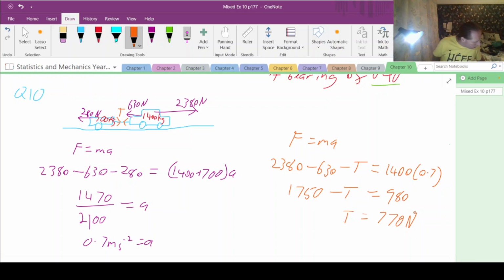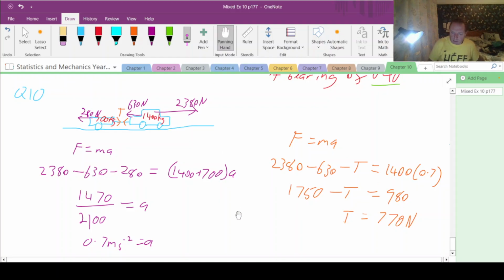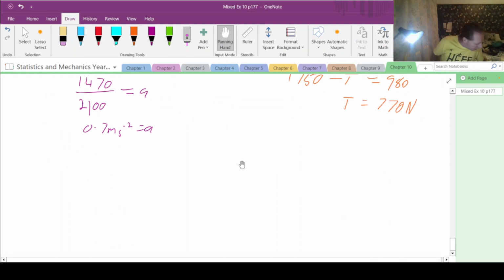When the car and trailer are moving at 12 meters a second, the tow rope breaks. Oops. Never done that before. Yes, I have. Assuming that the driving force of the car and the resistance to motion are unchanged, find the distance moved by the car in the first 4 seconds after the tow rope breaks.